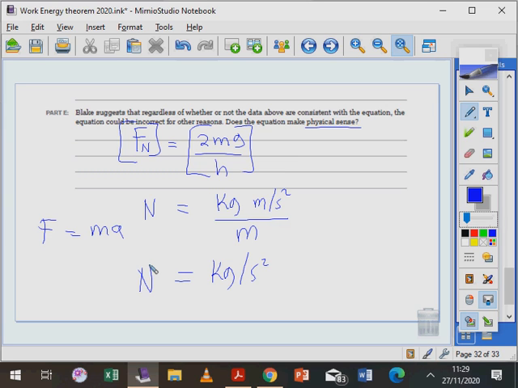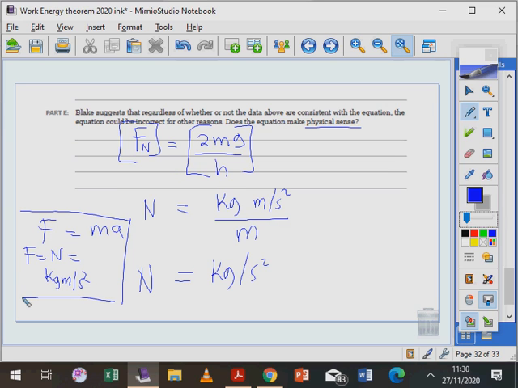So every time they're talking about physical sense, we're going to have to check. Force is newtons, and a newton is kilogram meters per second squared, the force that it takes to accelerate a kilogram by 1 meter per second squared. Physical sense, that's one way you can think about it.